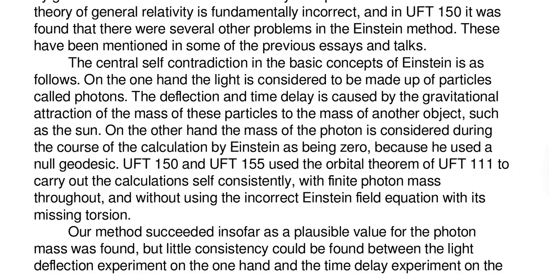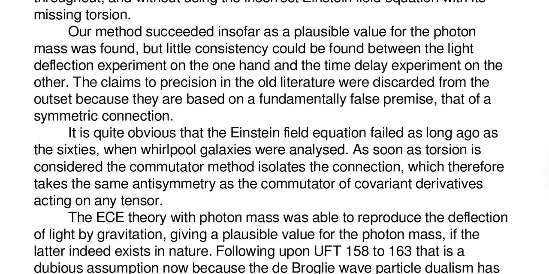UFT 150 and UFT 155 use the orbital theorem of UFT 111 to carry out the calculations self-consistently with finite photon mass throughout and without using the incorrect Einstein field equation with its missing torsion. Our method succeeded insofar as a plausible value for the photon mass was found, but little consistency could be found between the light deflection experiment on the one hand and the time delay experiment on the other hand.